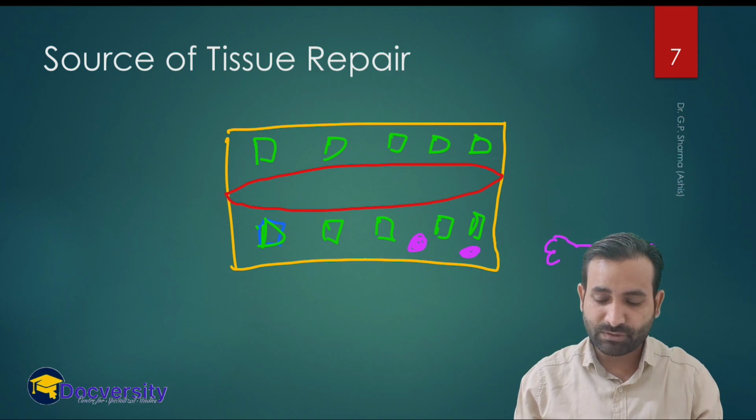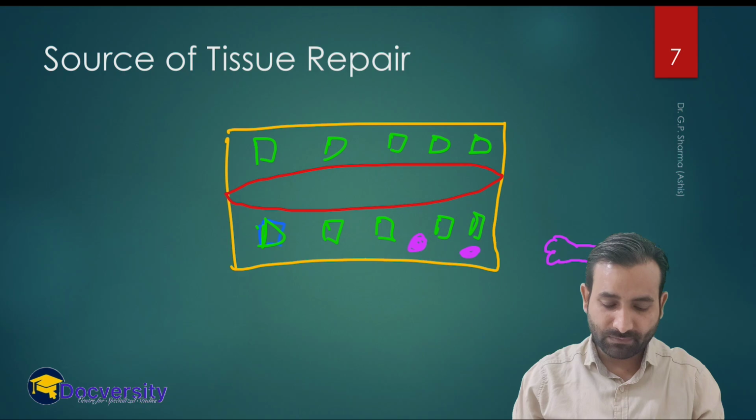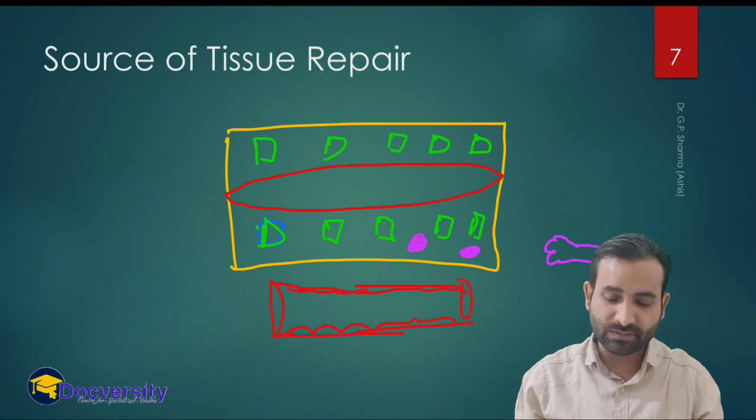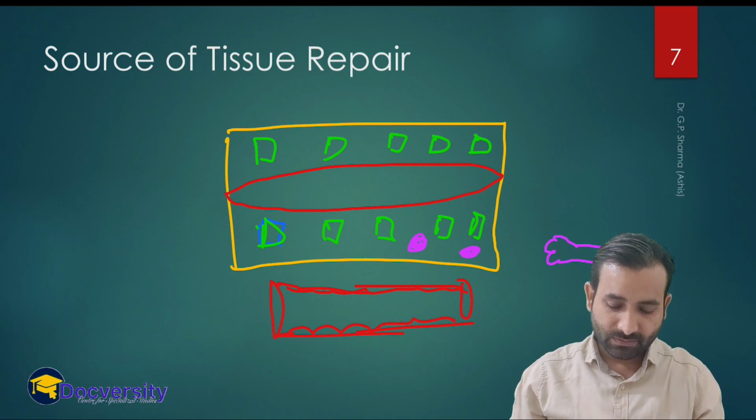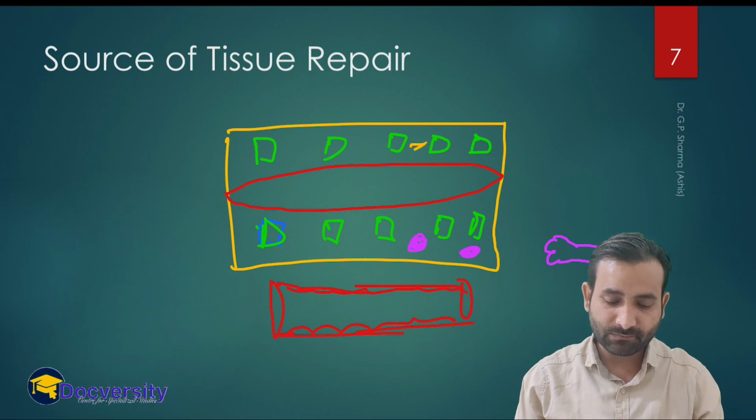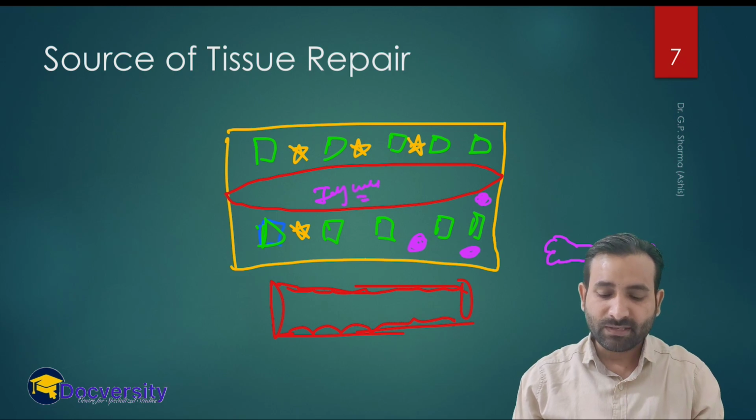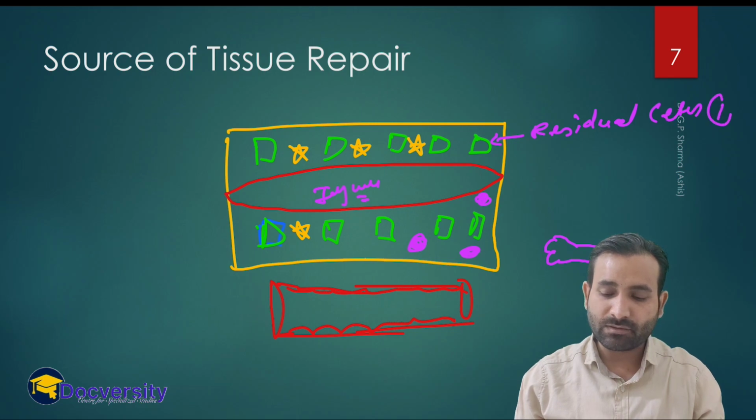Let me draw a nice picture this time here. And we also have stem cells present within the capillaries, right? So we will have these stem cells over here in the capillaries as well. And we do have the fibroblast over here. Let's make the fibroblast with a different color. This is my fibroblast, right? So these many things we do have. Once we have the injury, this is the site of what? Injury. Once we have the injury, these residual cells begin to proliferate.